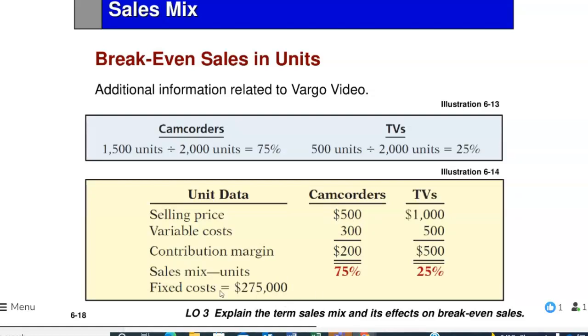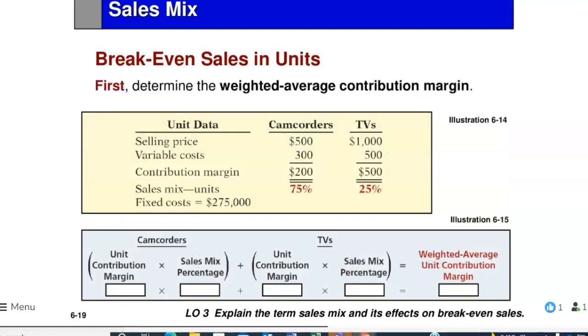The fixed cost is the cost of capacity. It's the rent and the AC and the fixed cost of having a salesperson. And that is common for both. The fixed costs support both products, so you cannot divide the fixed costs into so much for camcorders and so much for TV. You cannot do that. But what you do is calculate what we call the weighted average.